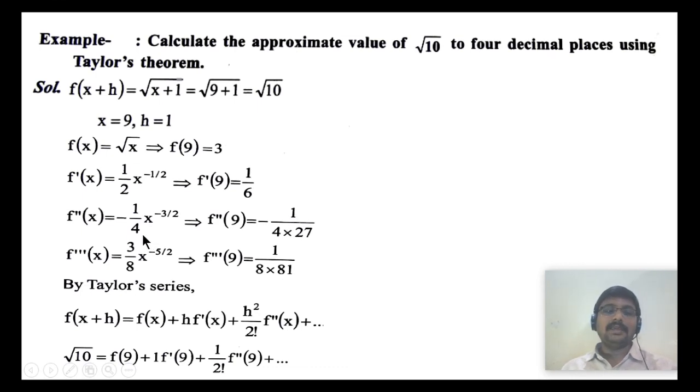Same thing, we just have to differentiate the function f double dash of x with respect to x again and obtain the value at the point 9. These are the functions and these are the functional values at 9.